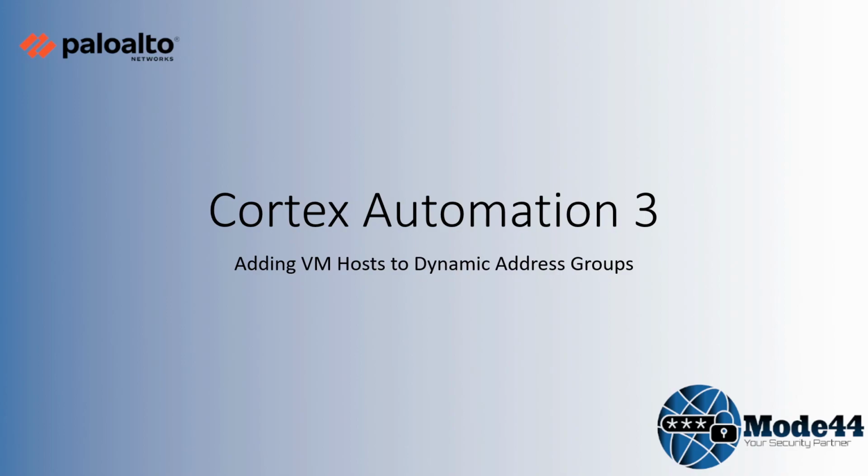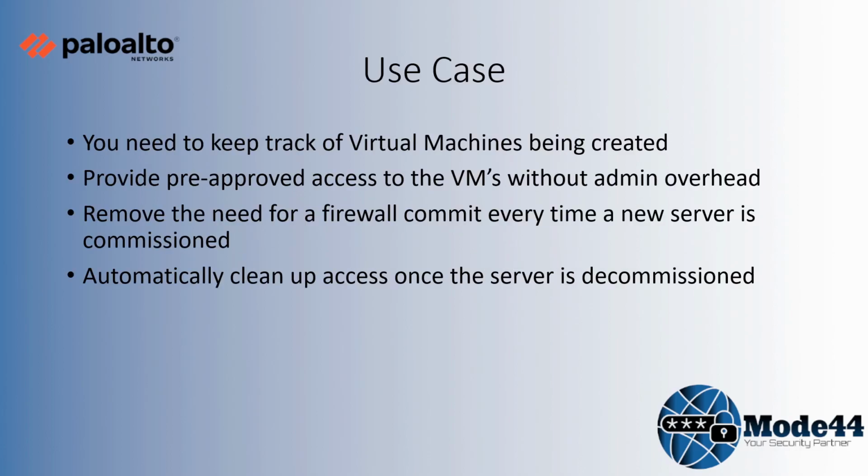Cortex Automation 3. Adding VM hosts to dynamic address groups. The use case for this is needing to keep track of virtual machines being created, and provide pre-approved access to the VMs without admin overhead. So if you have a subnet which has a certain type of servers being put onto it and they need a certain type of access, this works perfectly for that.